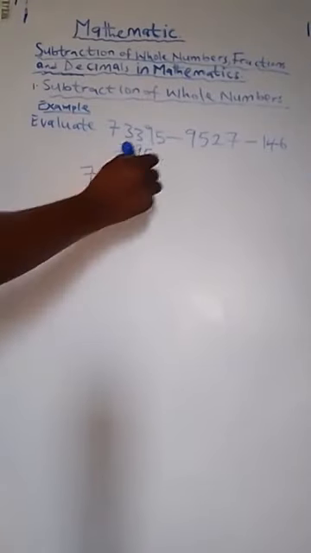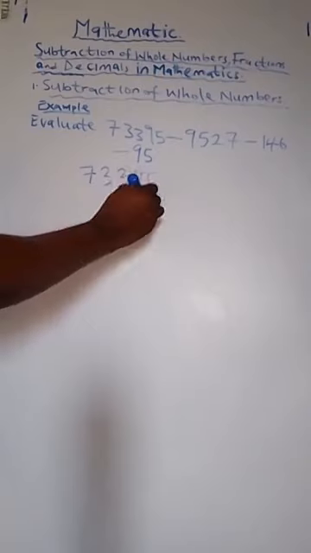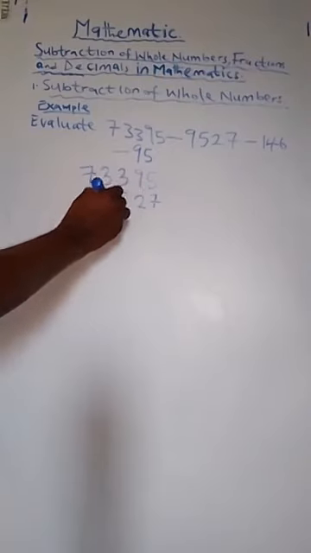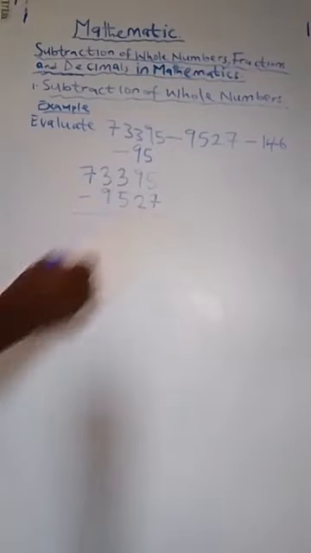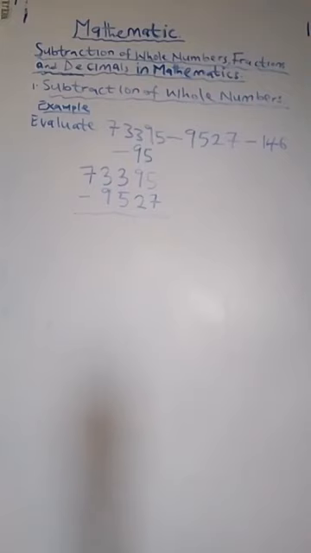Don't forget, you don't start from here. Start from here. 7, 2, 5, 9. Minus. That's my operation sign. Then I'll start asking the necessary questions.